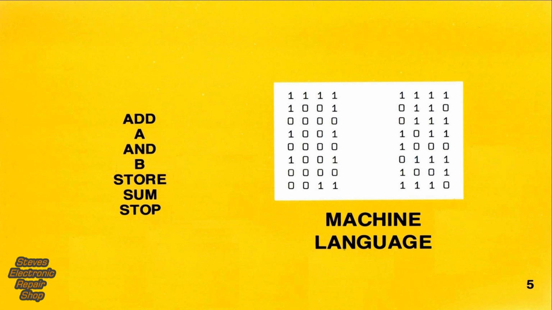To illustrate the difference between man's language and machine language, let's examine a simple program. On the left, we see a program that adds A and B, and then stores the sum. At the right, we see what the same program looks like in machine language. Imagine trying to decipher many pages of machine language.